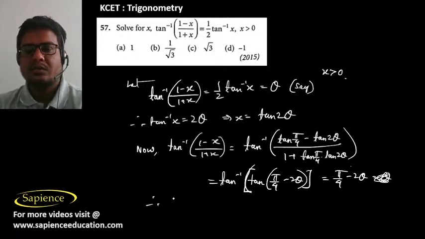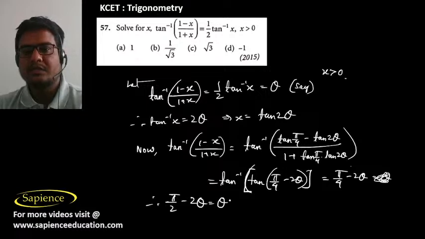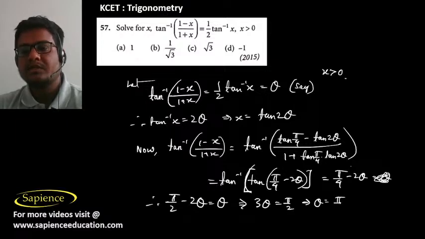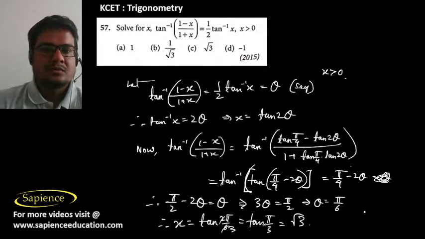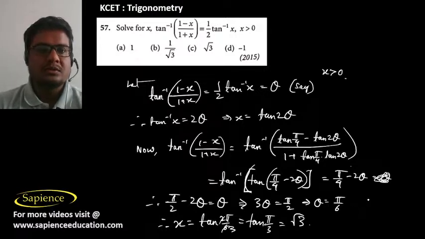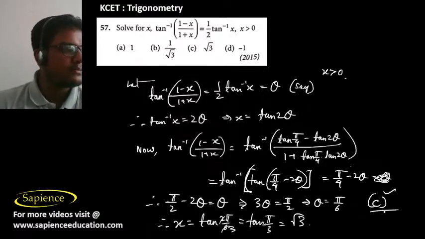So therefore according to the question we can say that the left hand side is coming pi by 4 minus 2 theta and the right hand side is theta. So therefore I can say 3 theta is equal to pi by 2, means theta equal to pi by 6. Therefore we have to find x, x is equal to tan 2 pi by 6, that is tan pi by 3, which is tan 60 degree, that is root 3. So x is equal to root 3. So option C is the correct answer.